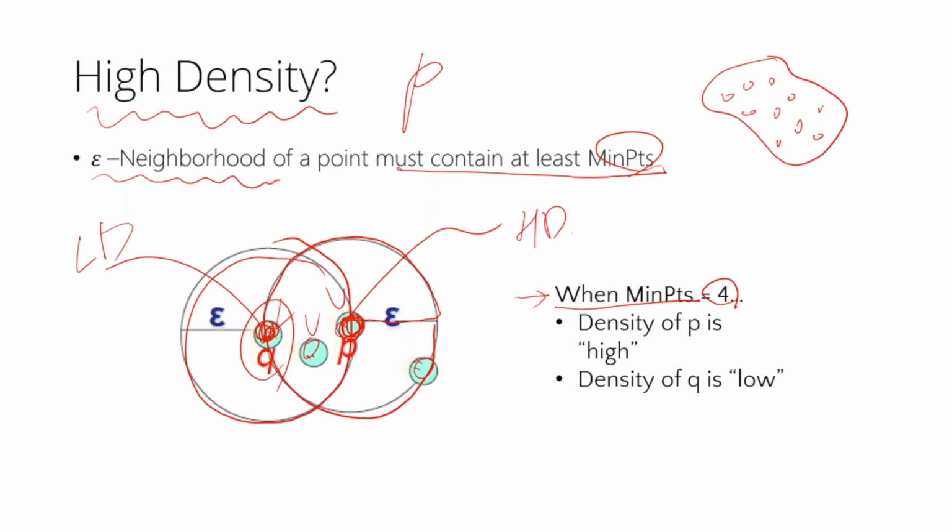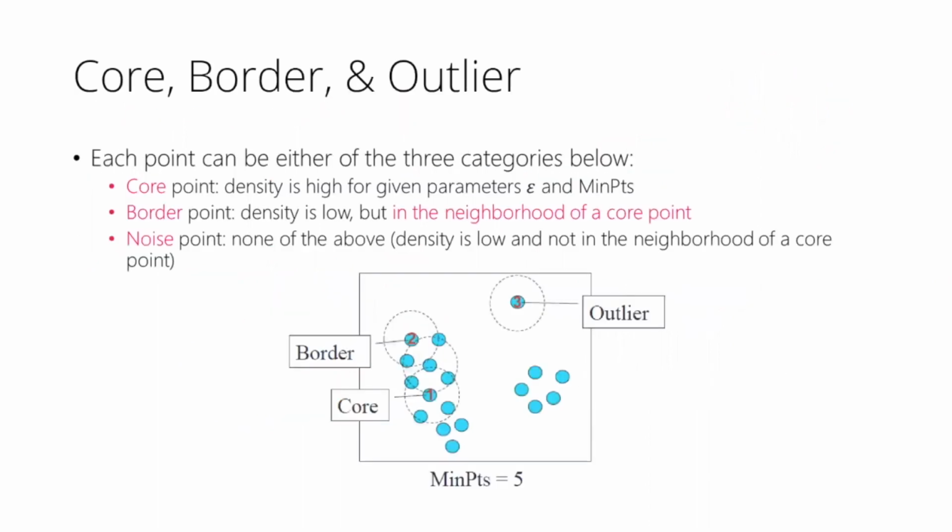Now that we have a definition of low density and high density, here we introduce 3 very important concepts in the DBSCAN algorithm. In the DBSCAN algorithm, we classify each data point into 3 different categories. One is a core point, another is a border point, and then outlier points or noise points. So the core points are the points that have high density.